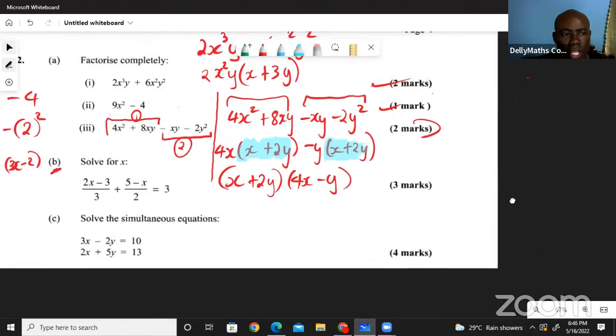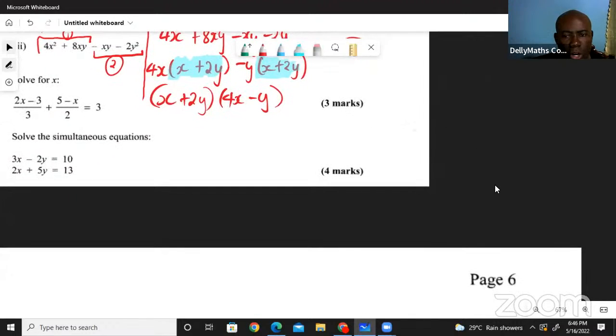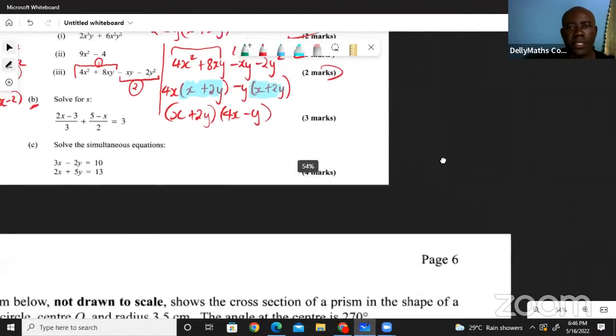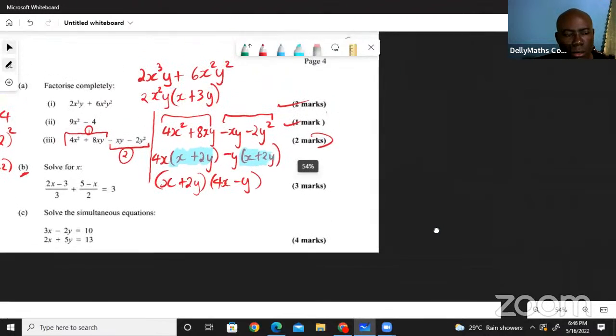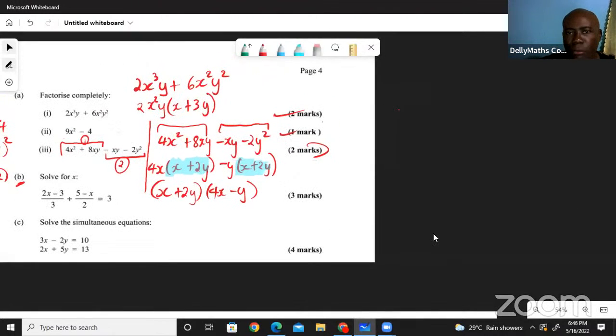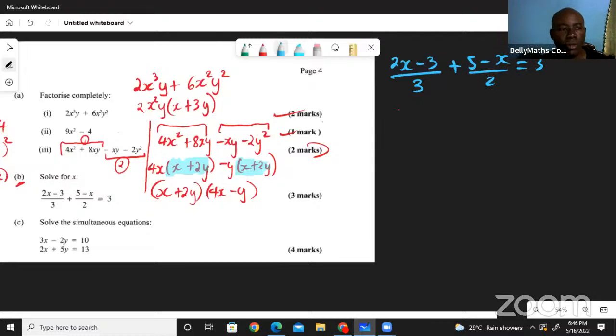So this equation here, let me push this to the side and give myself a little bit of space. I'm going to write the equation over here. So we have (2x minus 3) all over 3, and then it's added to (5 minus x) over 2, and this is equal to 3. There it is: (2x minus 3)/3 plus (5 minus x)/2 is equal to 3.